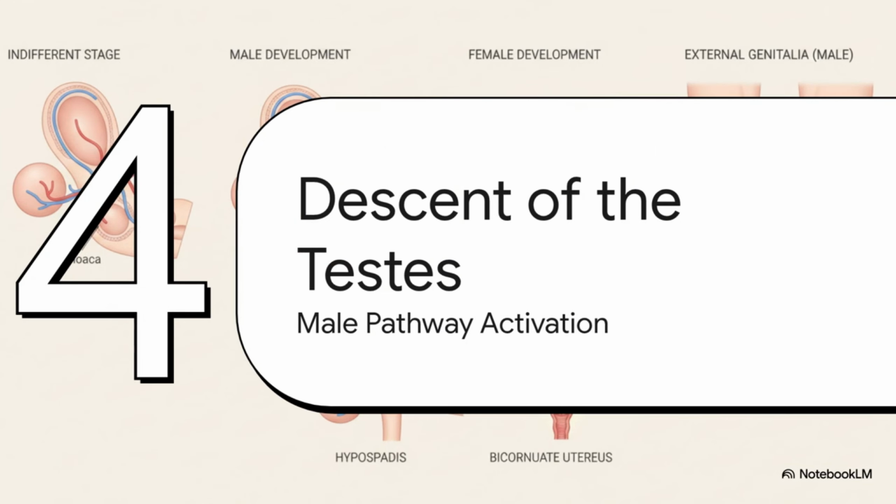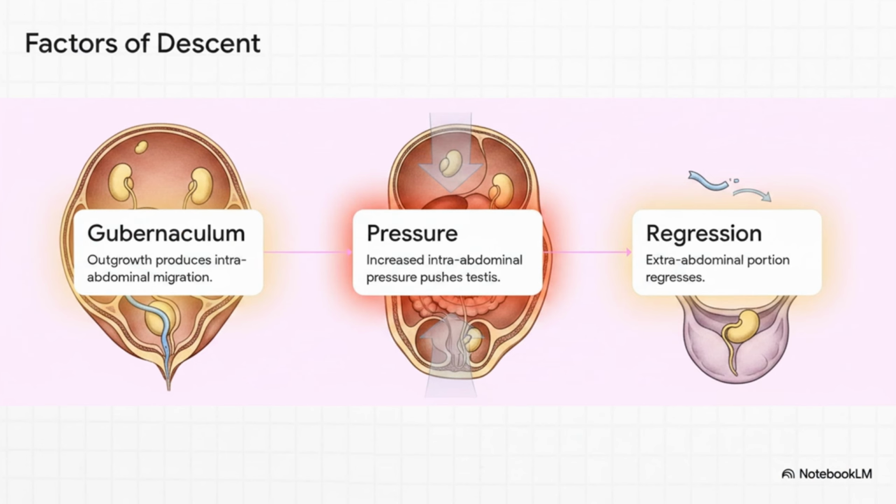All right, let's switch gears completely for Section 4, Descent of the Testes. As you know, the testes develop way up in the abdomen and have to make a massive migration downwards. This whole journey is precisely controlled by three main factors. Number one, the outgrowth of the extra-abdominal portion of the gubernaculum. Now, the gubernaculum is a mesenchymal condensation that extends from the caudal pole of the testis down into the inguinal region. When it grows, it triggers that initial intra-abdominal migration.